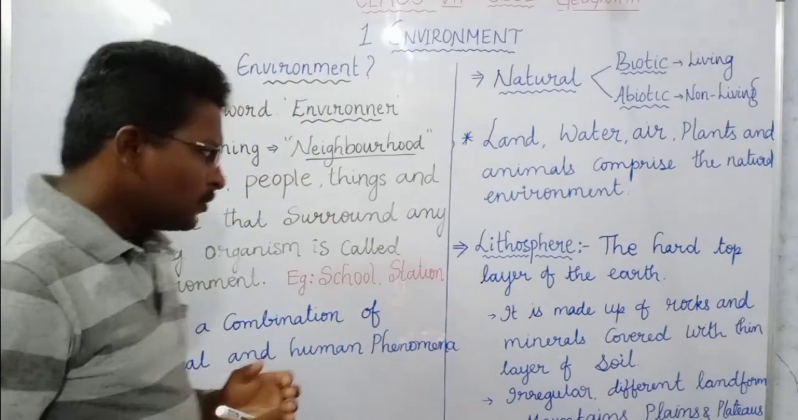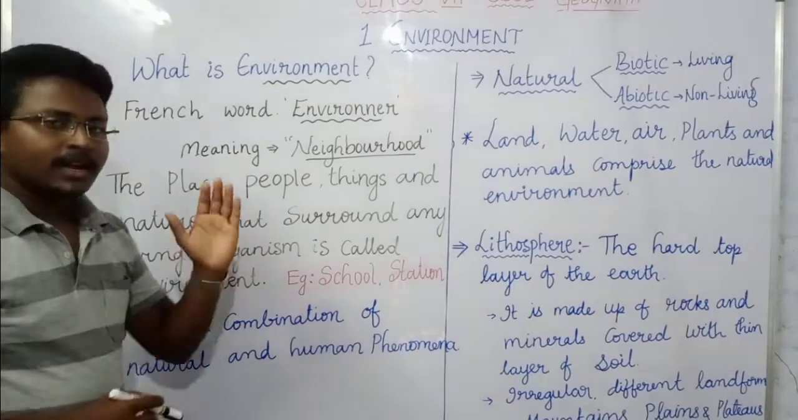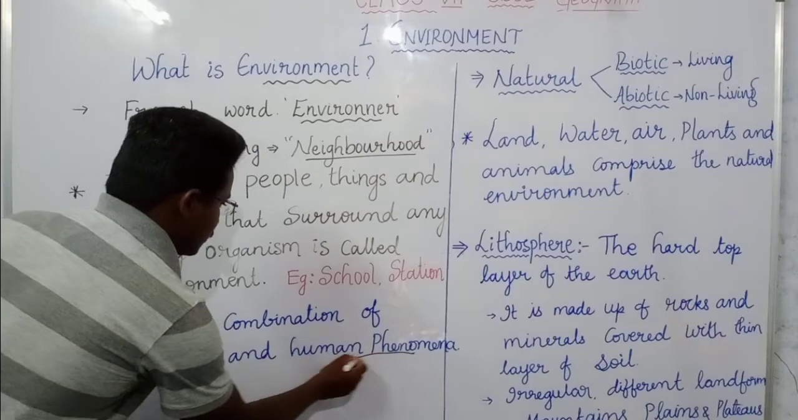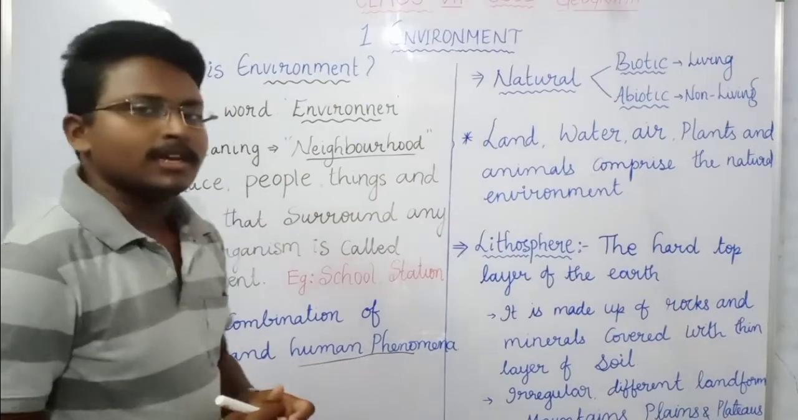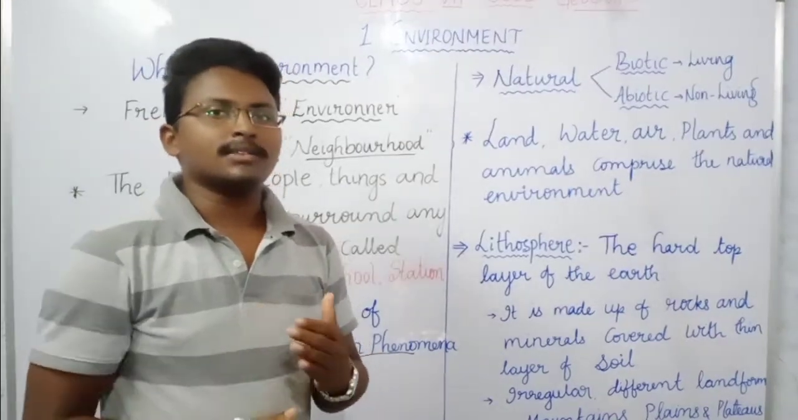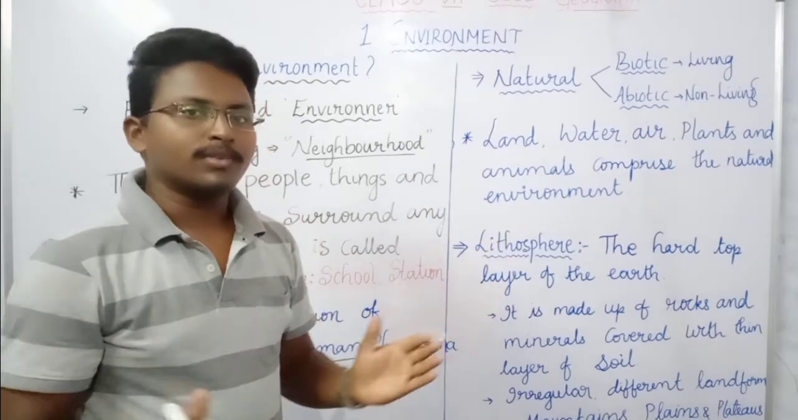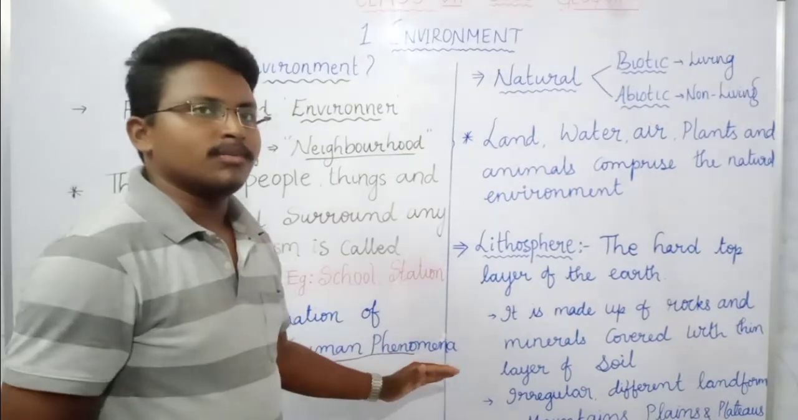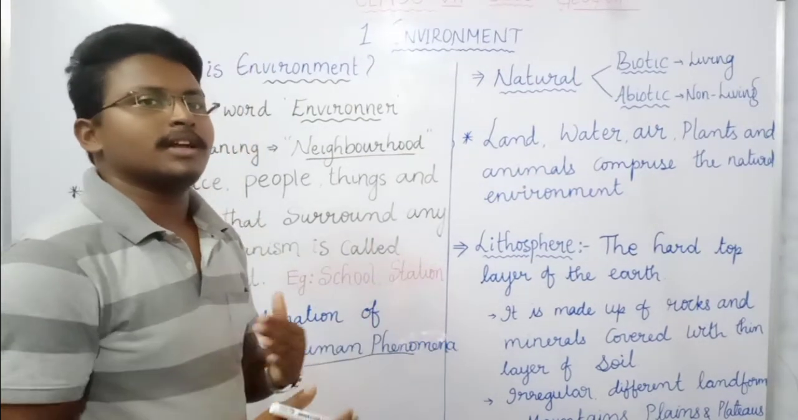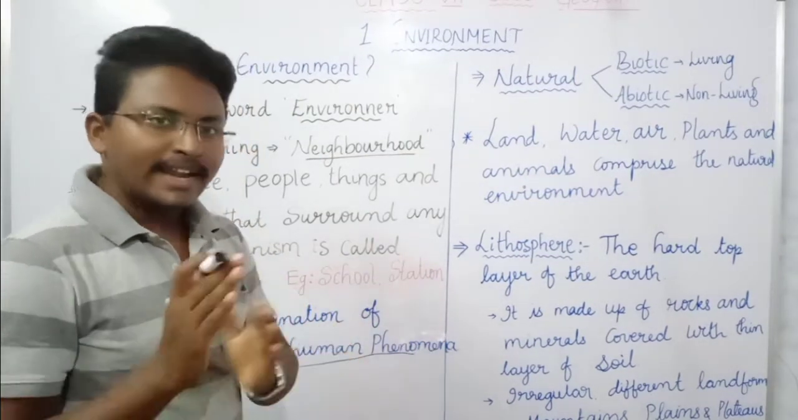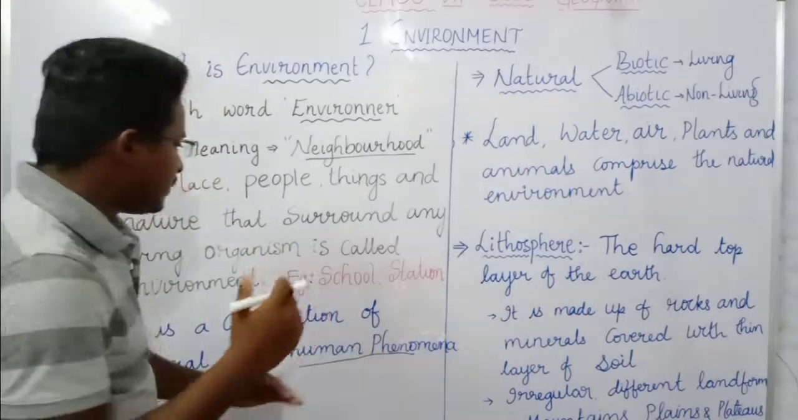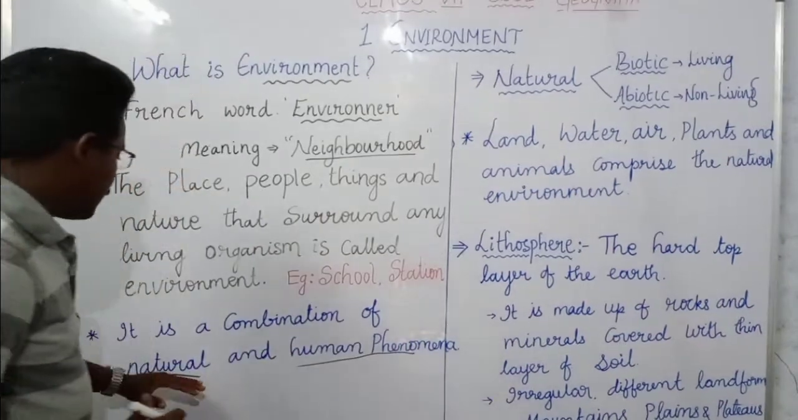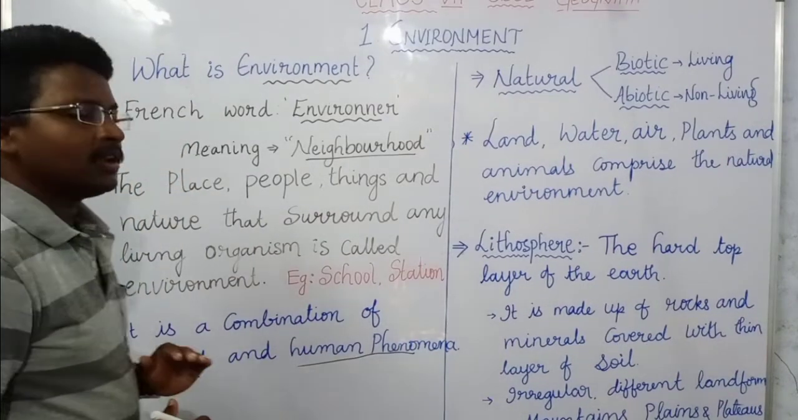Then what are the different types of environment? Environment is a combination of natural as well as human phenomena. That means the environment is actually divided into different types. One is natural environment and second one is human environment. Then one more is human made environment. In detail in the next video we will talk about this human phenomena. But now we will talk about this natural environment.